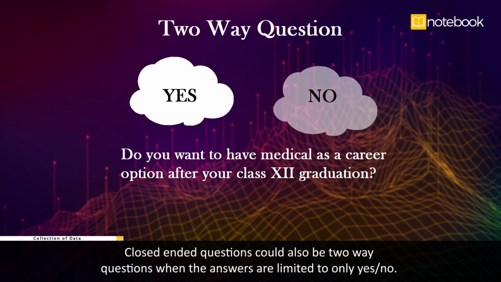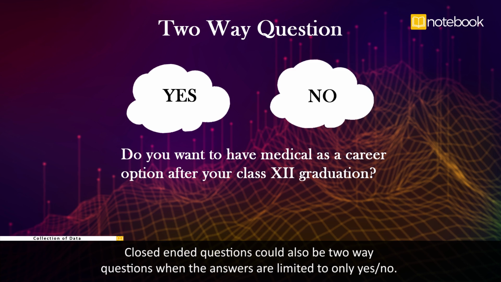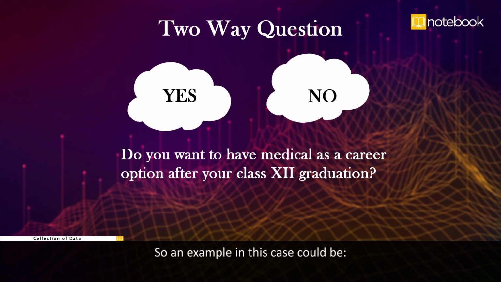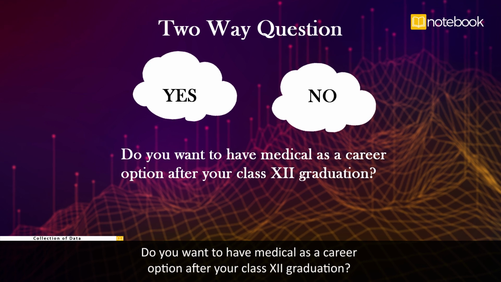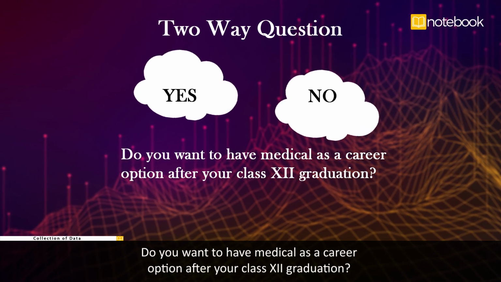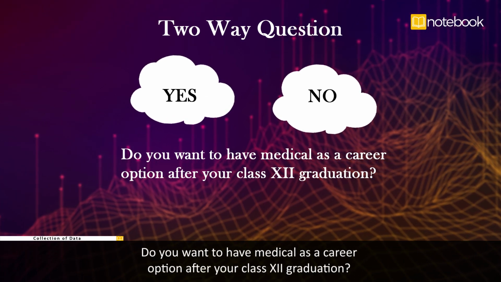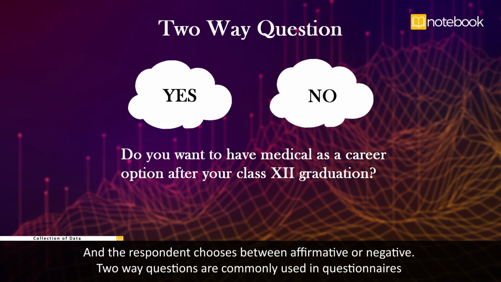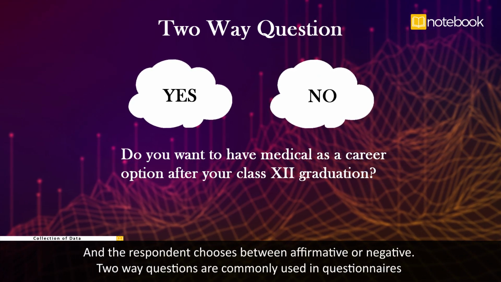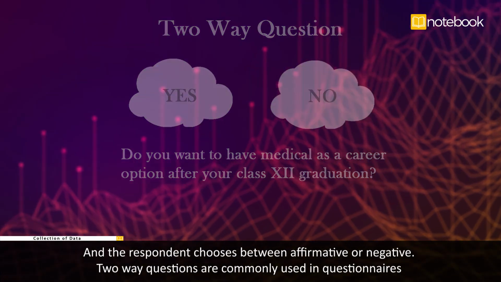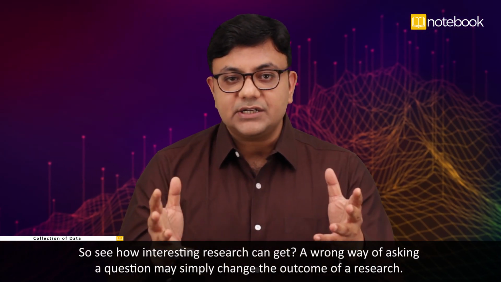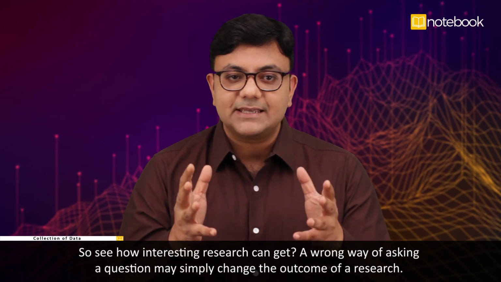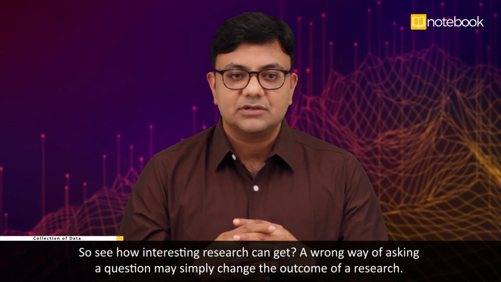Closed-ended questions could also be two-way questions when the answers are limited to only yes or no. So an example in this case could be, do you want to have medical as a career option after your class 12 graduation? Yes or no? And the respondent chooses between affirmative or negative. Two-way questions are commonly used in questionnaires. So see how interesting research can get. A wrong way of asking a question may simply change the outcome of a research.